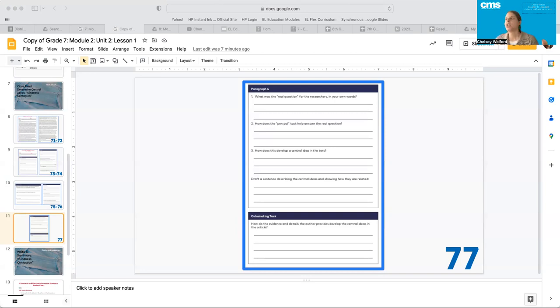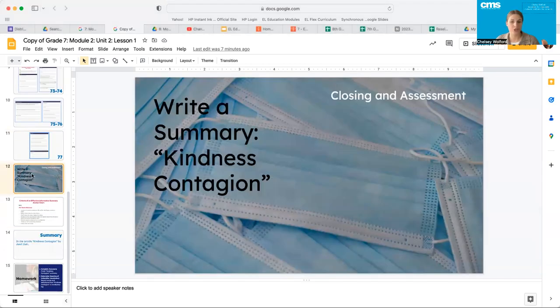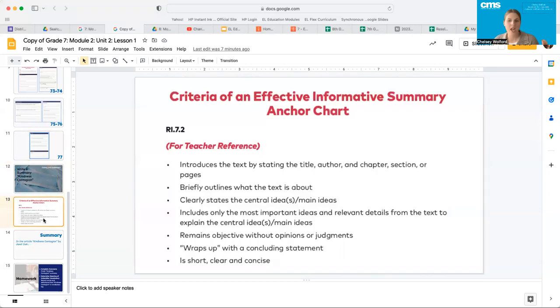Okay, guys, so hopefully we have completed that note catcher and we are ready to move into writing a summary of this close read that we did today. Again, I'm going to remind you, this is the criteria of an effective informative summary. It must do these things. I'm going to ask that your teacher pause the video and go through this again with you, okay?